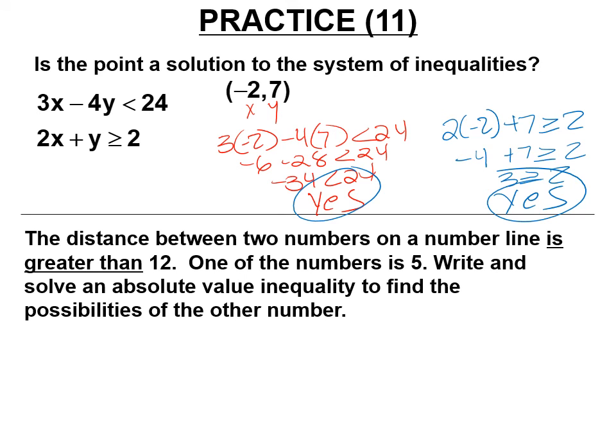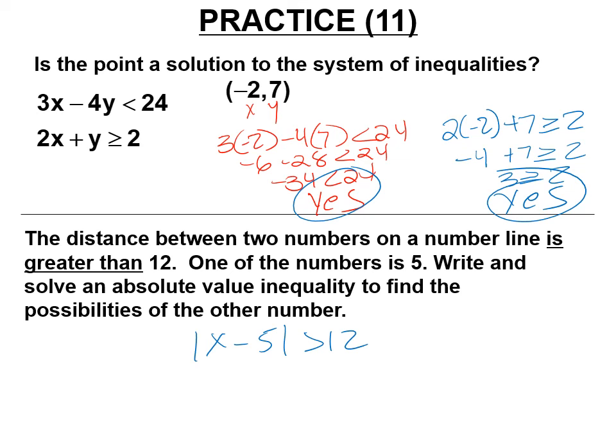The distance between 2 numbers on a number line is greater than 12. Okay, so the distance on a number line is the absolute value of their difference. So one of the numbers is 5, and we don't know the other one. It's the absolute value of their difference. So that's the inequality we need to solve.